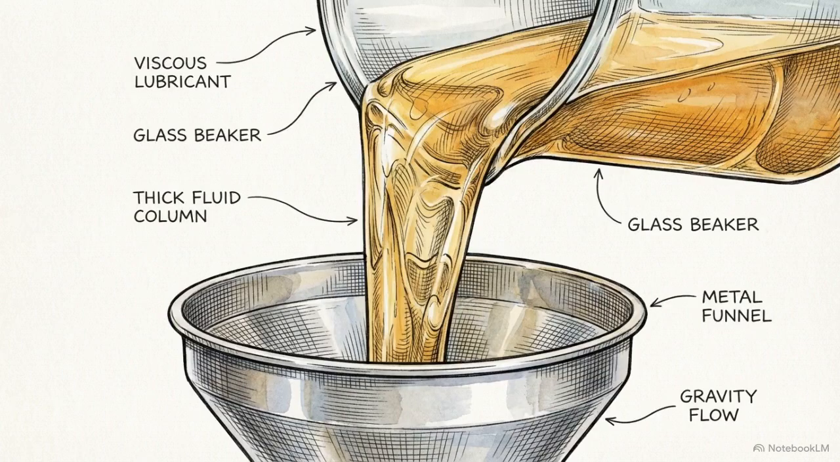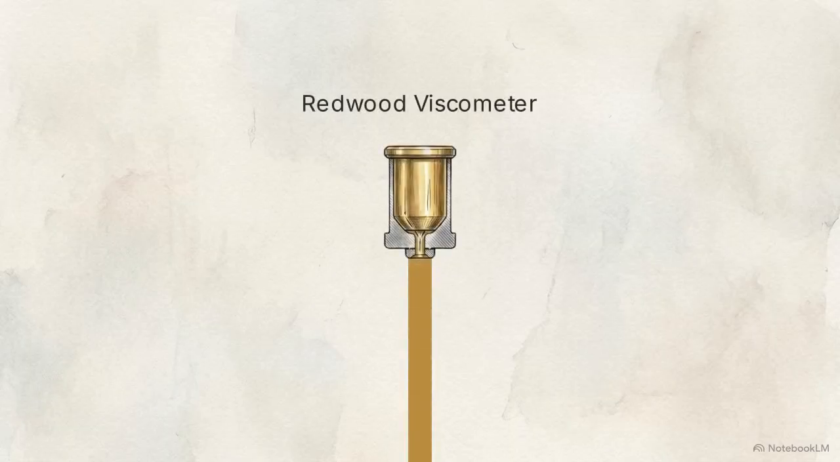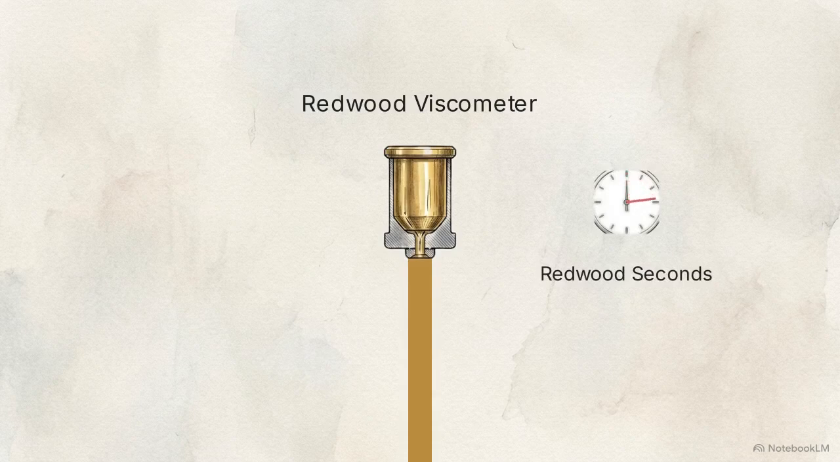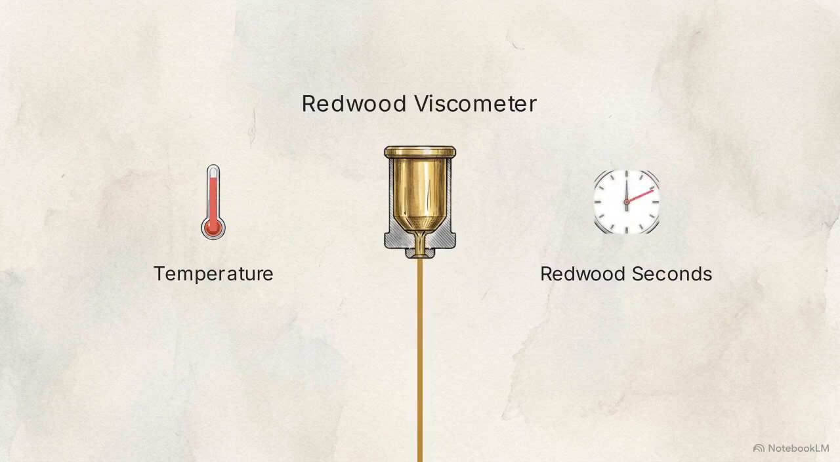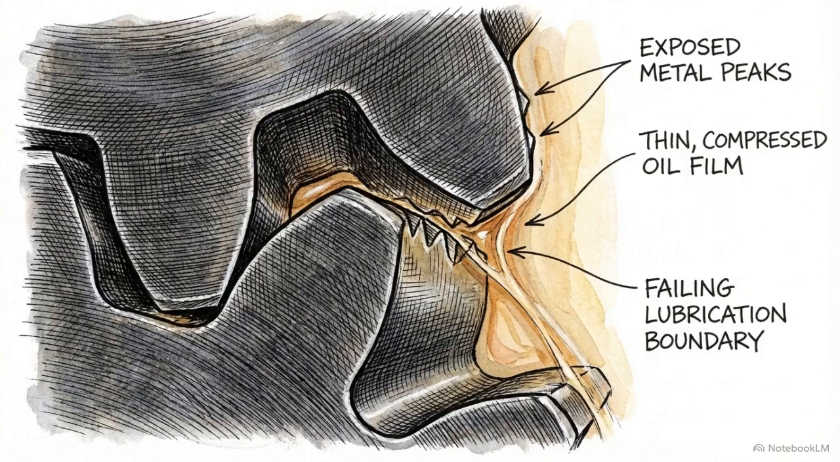Oil is categorized primarily by its viscosity, which is its resistance to flow. Historically, this was measured in redwood seconds, the exact time it took a fixed quantity of oil to drain through a specific aperture at a preset temperature. This introduces a chemical paradox. As an engine heats up, the oil's viscosity naturally decreases. The hotter it gets, the thinner it becomes, increasing the risk of the fluid film collapsing entirely under pressure.